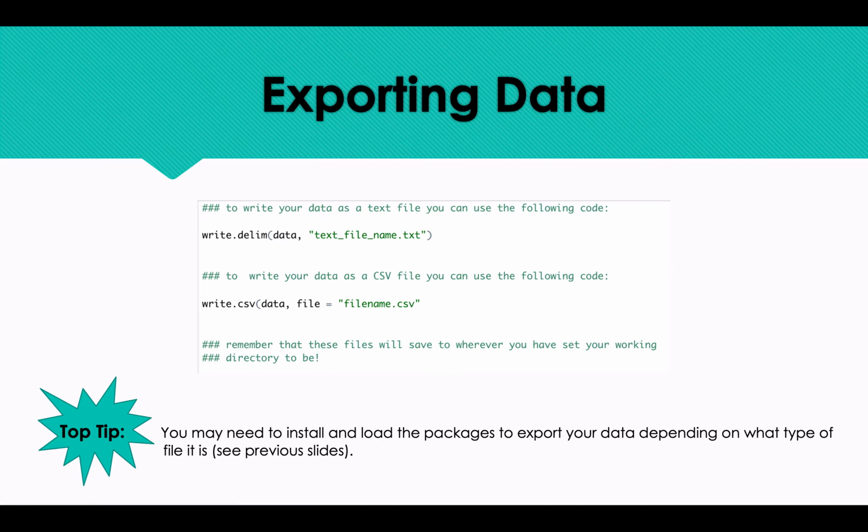Once you have finished analysing or cleaning data in R, you may want to save the dataset as different file types. Here are a couple of examples of exporting data as either a text file or a CSV file, and as you can see, in both cases they use the function write. As with reading in data, you may need to install and load different packages depending on what type of file you want to write, and there may also be some slight variations in code. Remember that any file you export from R will be saved in your working directory.